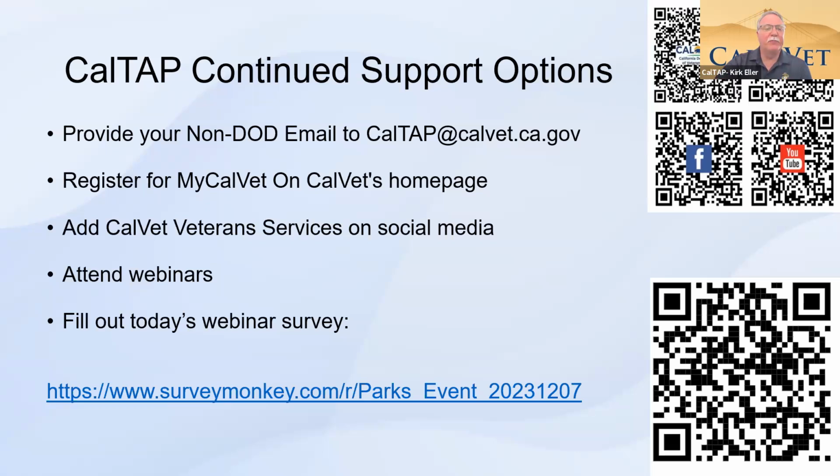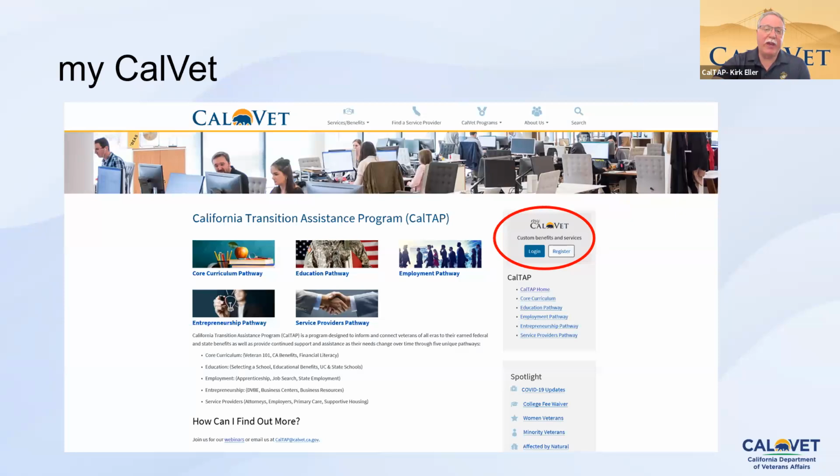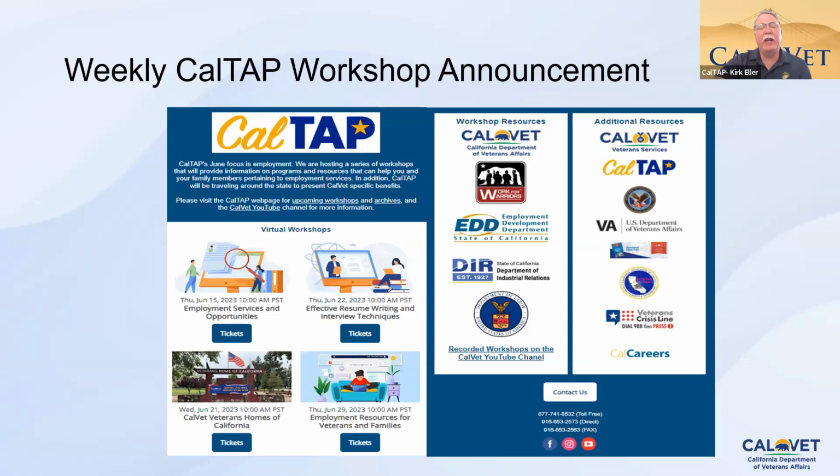This is where you would go to register for MyCalVet on our homepage. Just click register here, fill out your information, and they'll send you an email verification. Next slide. Once you are registered, you can actually receive emails for our upcoming announcements for workshops, which will enable you to register for workshops like the one you registered for today. Next slide.